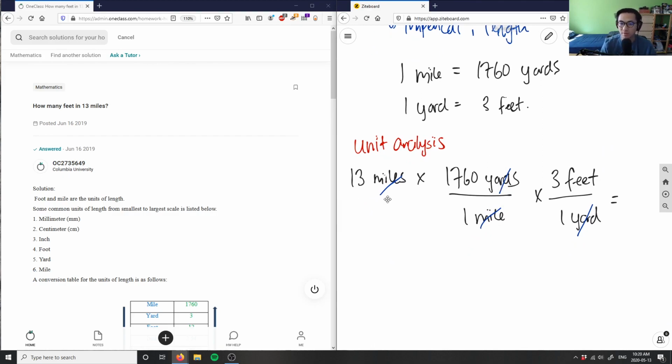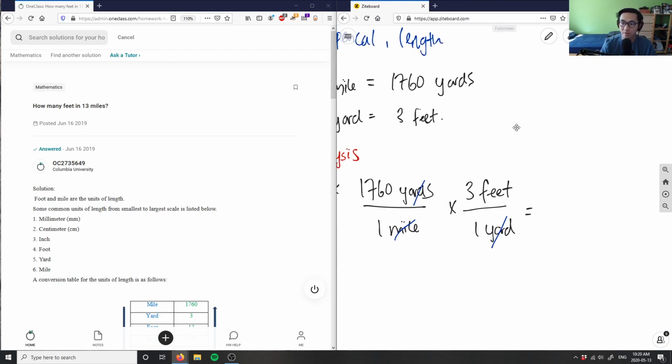So all we have here is 13 times 1,760 times 3. It's divided by 1, so it doesn't really do anything in terms of math. We get the same number. In total, 13 times 1,760 times 3 gets me 68,640 feet. And this is my answer for this problem.